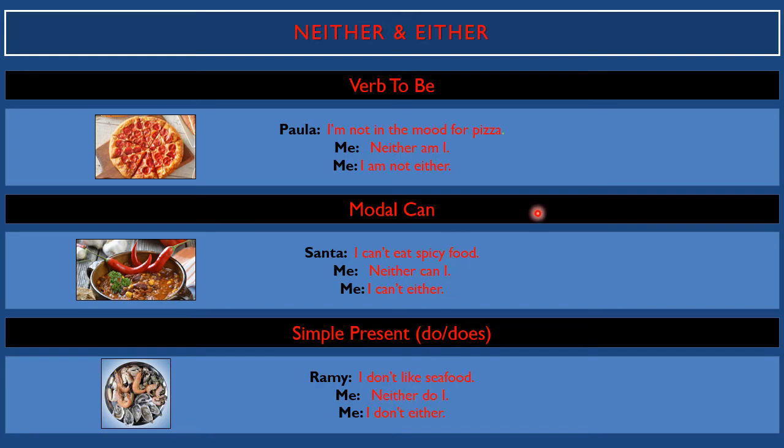Let's see in the three examples. Neither am I, neither can I, neither do I. If you check after neither, the auxiliary do, can, and is in the positive form. Now here, with either, the auxiliary is in the negative form. Let's check. I am not, can't, and don't. So don't forget that information.